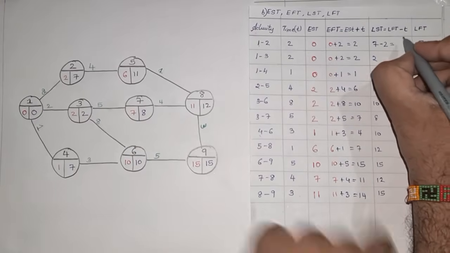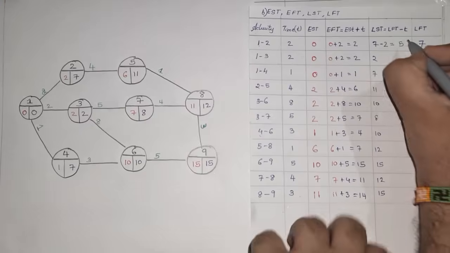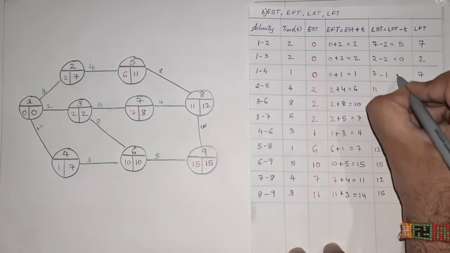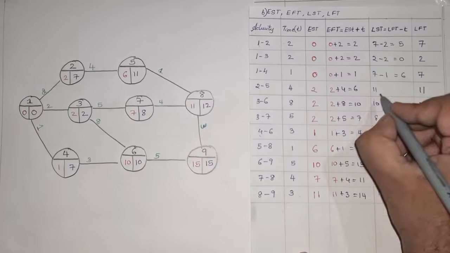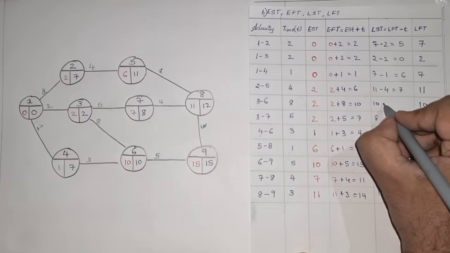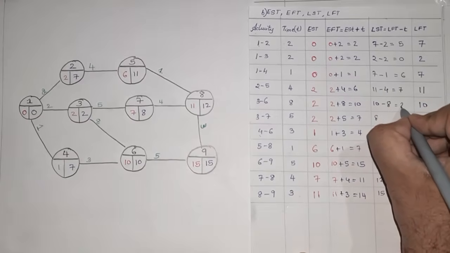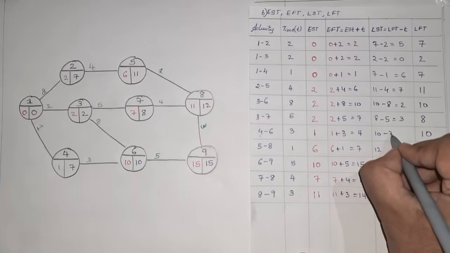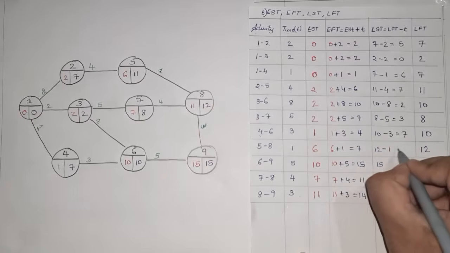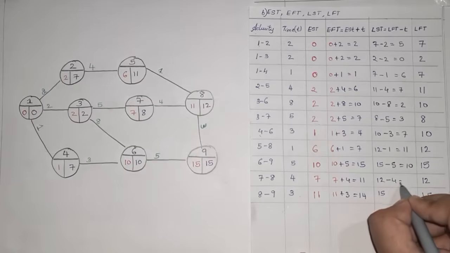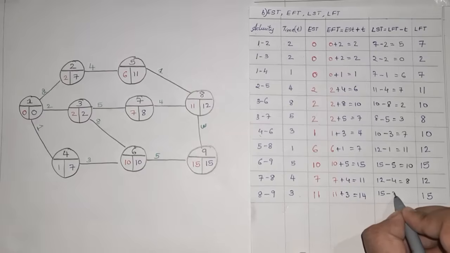So 7 minus 2 is 5. 2 minus 2 is 0. 7 minus 1 is 6. 11 minus 4 is 7. 10 minus 8 is 2. 8 minus 5 is 3. 10 minus 3 is 7. 12 minus 1 is 11. 15 minus 5 is 10. 12 minus 4 is 8. And 15 minus 3 is 12.